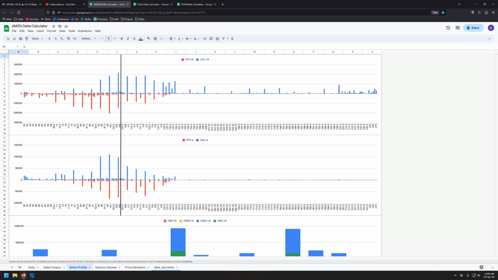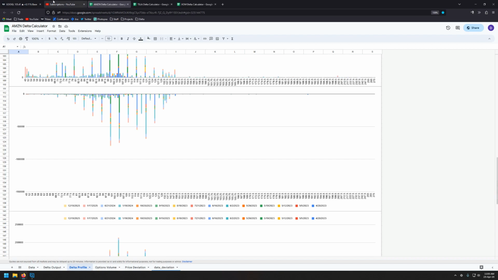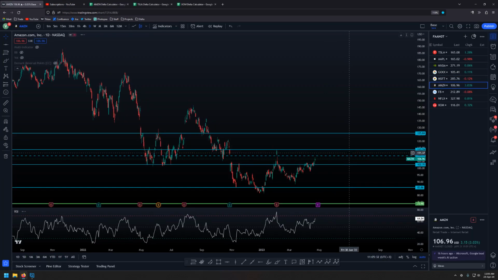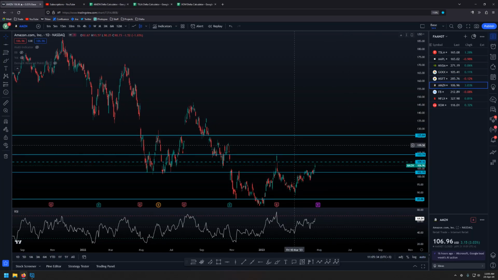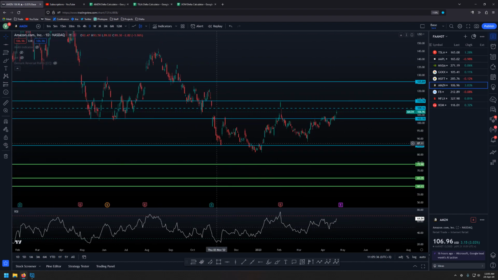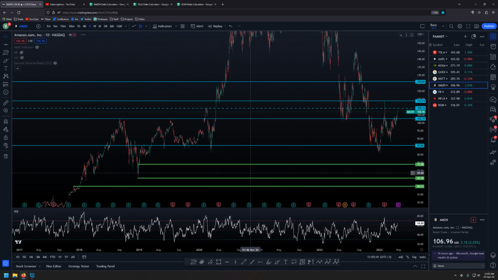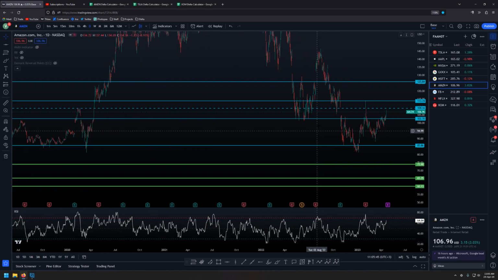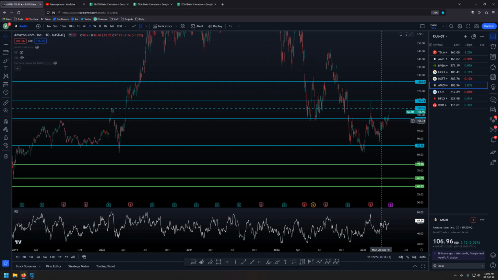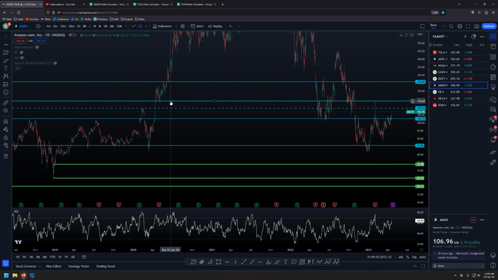Okay, what do we have next? Amazon. So Amazon has been consolidating this range here. The lows here, the highs in here, and it looks like last week it broke out. And then if it broke out, the next major level is this. This is an intermediate level that can still be in the overshoot range.